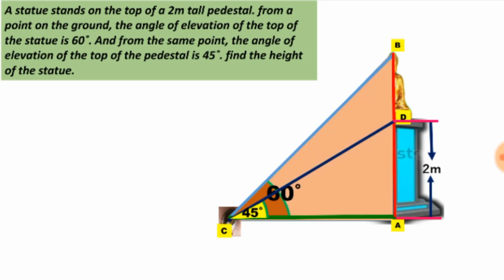If we observe this figure, we have two right triangles. One is the right triangle ABC, in which we have the angle of elevation 60 degrees, and the second right triangle, that is ADC, in which we have the angle of elevation 45 degrees. Using these two right triangles, we need to calculate the height of the statue. Let us see how. Let us first draw the rough diagram of the given information.